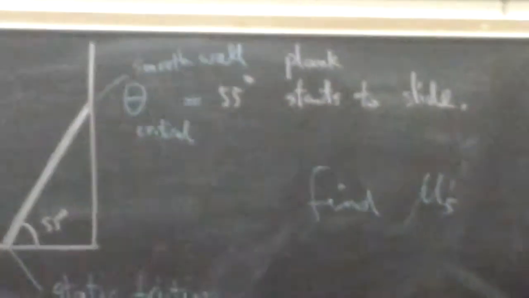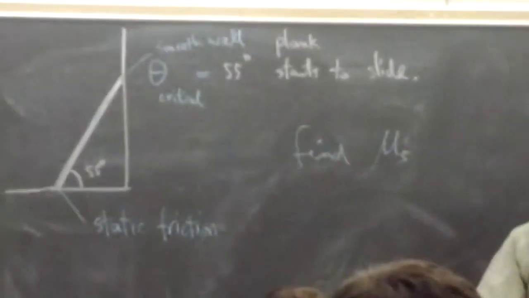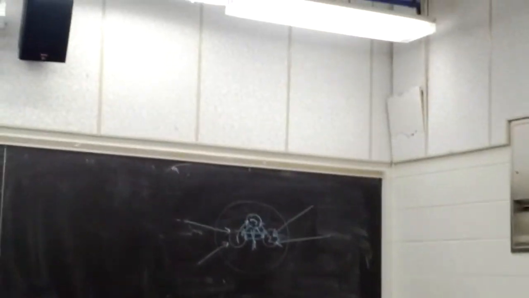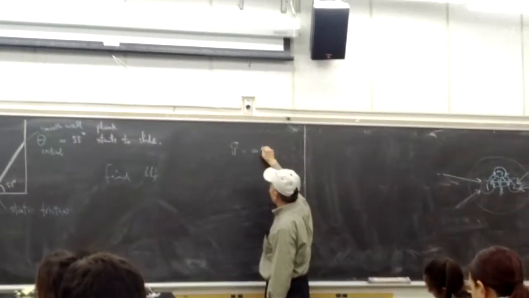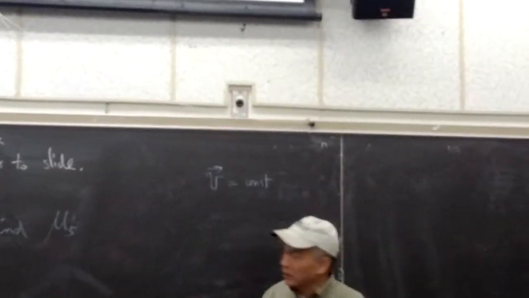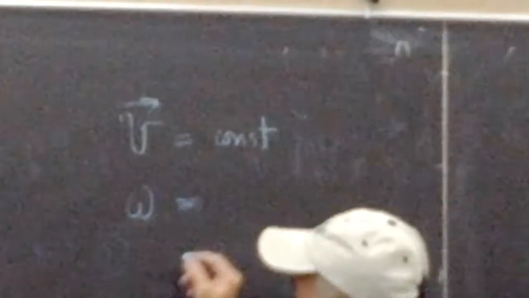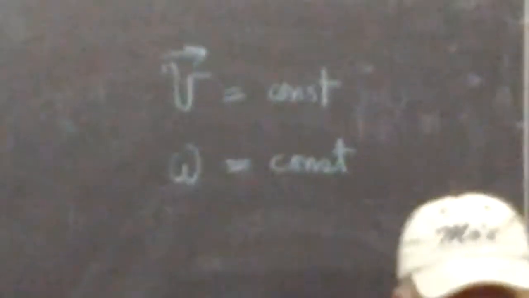In order to solve this kind of problem, there are things that we need to observe about things that do not move. Right now, it's not moving. So for anything that's not moving, the velocity is constant. And since it's not moving, the angular velocity is also constant. And both are what? Both are zero. And zero is a very special constant.